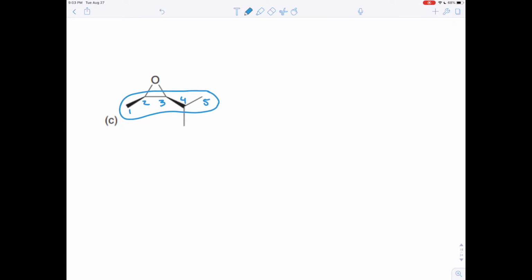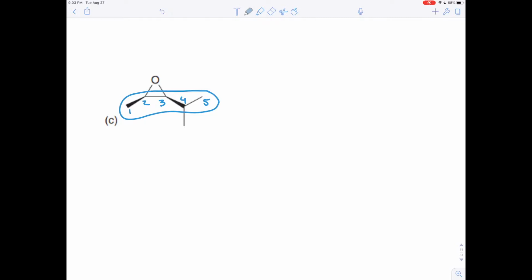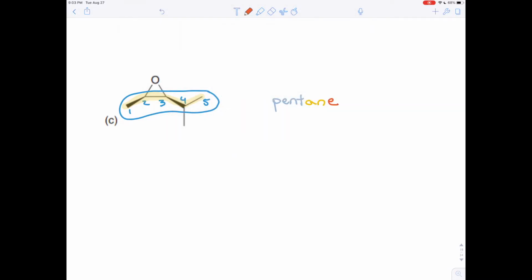And so here, if we wanted to name this backbone, before we think about the branches, we have 5 carbons. The prefix for 5 carbons is pent. In that chain, we have all single bonds. So the infix is AN. And in that circled area, we only have carbon and hydrogen, so the suffix would be E for a hydrocarbon. So that is our backbone.